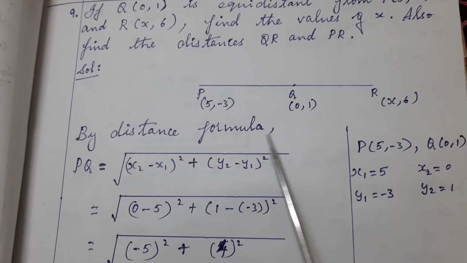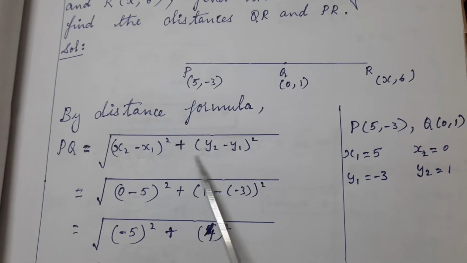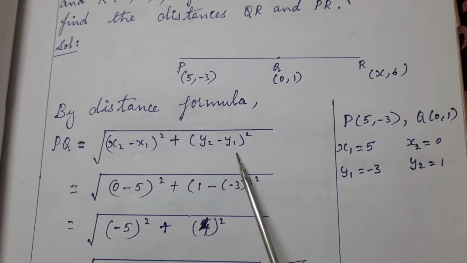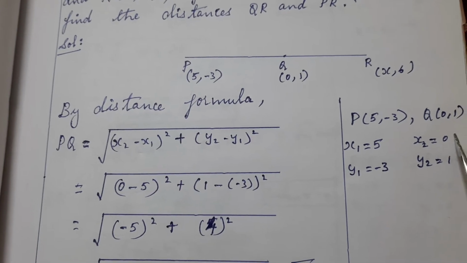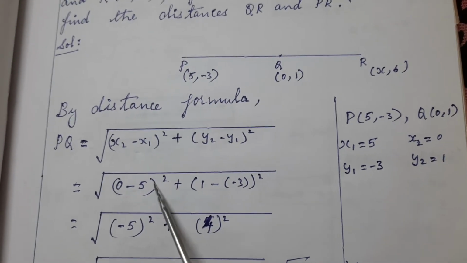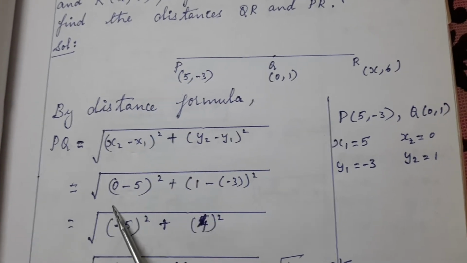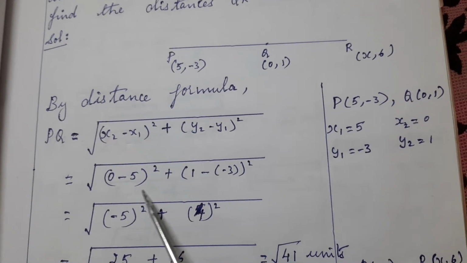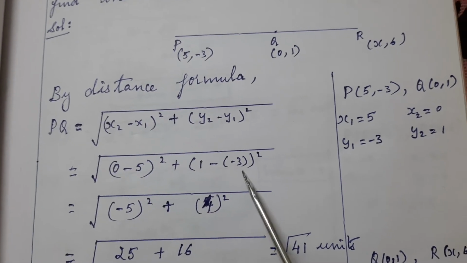Now by the distance formula, we know PQ is equal to the square root of (x2 minus x1) the whole square plus (y2 minus y1) the whole square. P is (x1, y1) and Q is (x2, y2). Substituting the values of x1, x2, y1, y2 in the distance formula, we get root of (0 minus 5) the whole square plus (1 minus of minus 3) the whole square.